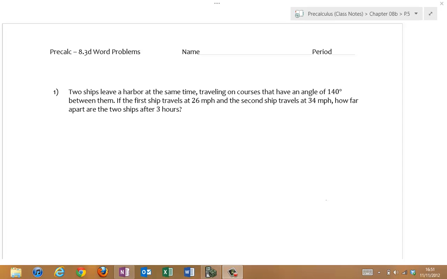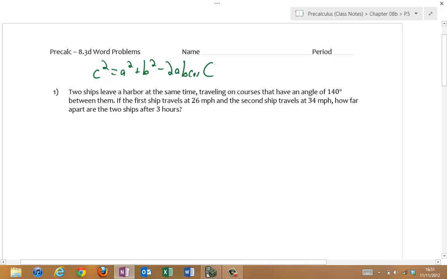Okay, so we've done the law of cosines. It might be helpful to write it down. Anytime that we have c squared, we know that c squared is equal to a squared plus b squared minus 2ab cosine capital C. Given any triangle, this is a way to relate three sides and an angle. So here's the first problem.